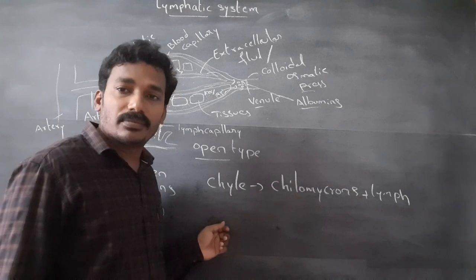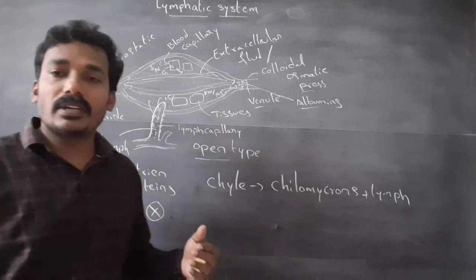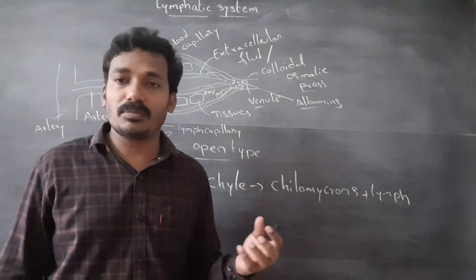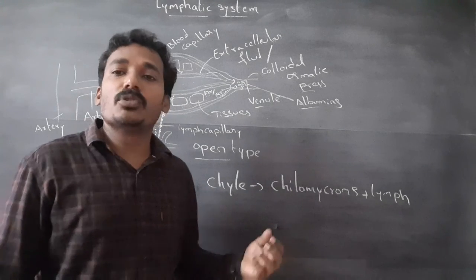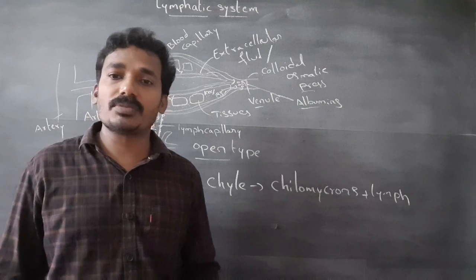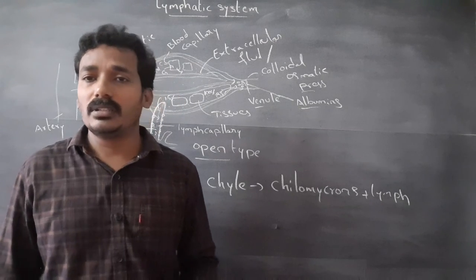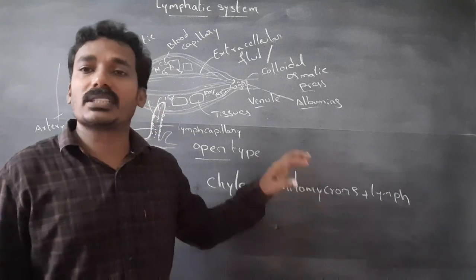Functions of lymph. Lymph returns the absorbed nutrients from the tissues to the blood, and it removes the microorganisms. And it transports the fats. These are the functions of the lymph.